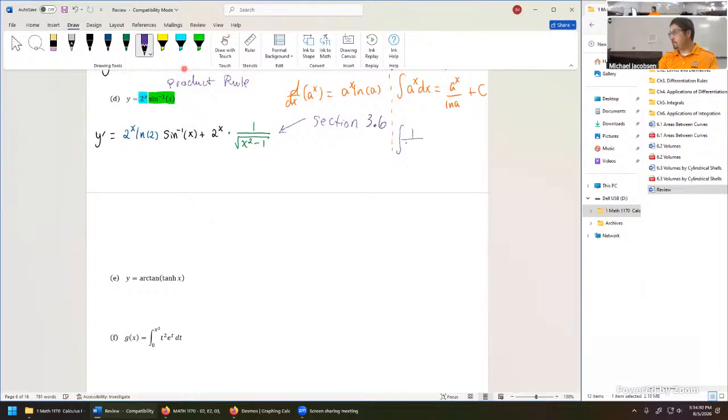antiderivative of 1 over 1 plus x squared, then this one is also quite tricky. This is another inverse function, still section 3.6. That would be tangent inverse of x plus a constant as an antiderivative.